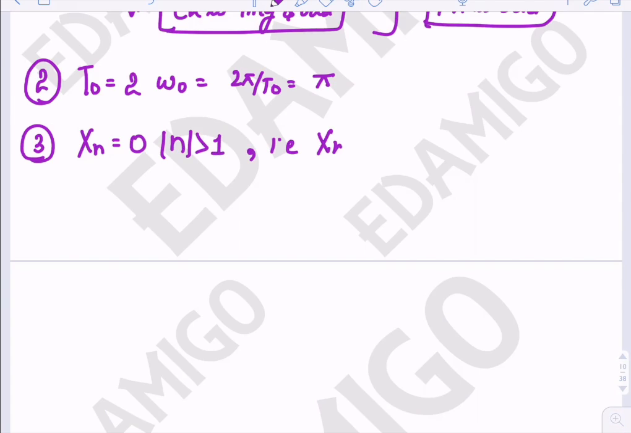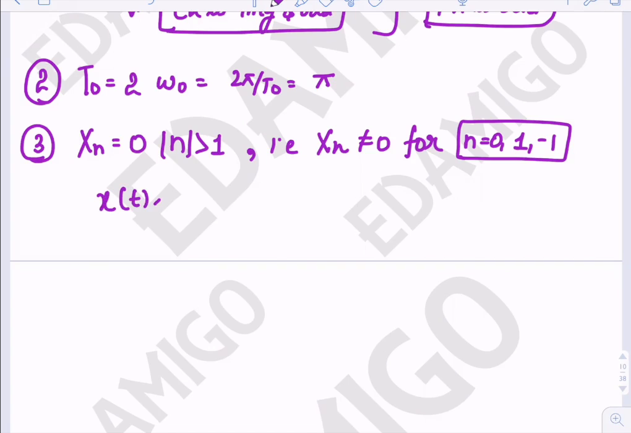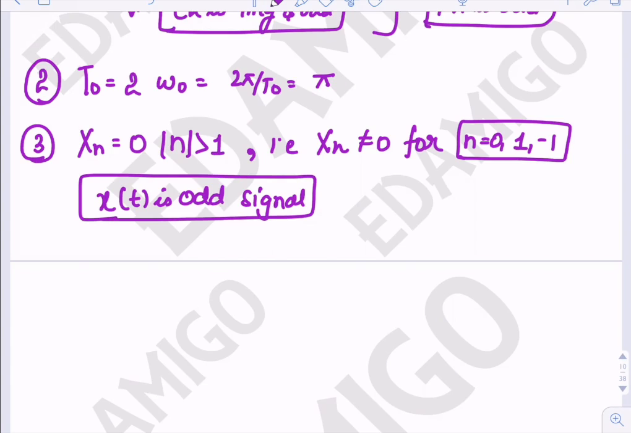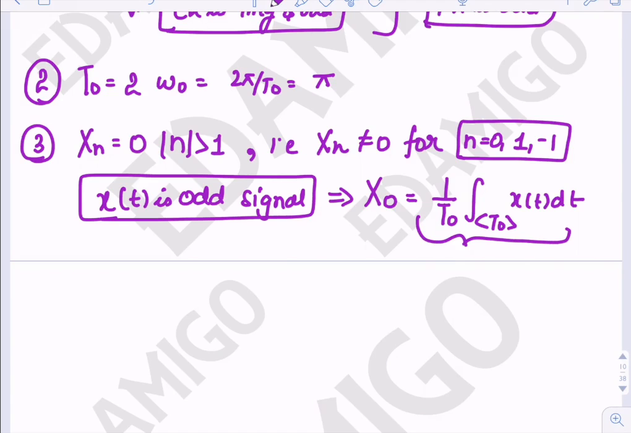That is, the exponential Fourier series coefficients are non-zero for n equal to 0, 1 and minus 1 only. Is it okay? Now a very important point is that we know xt is an odd signal, given to us in the first point in the question. Since xt is an odd signal, x0, that is the 0th exponential Fourier series coefficient, is 1 upon time period integration over time period xt dt. Okay, that is the average value of the signal over a period. Since xt is an odd signal, it will have a 0 dc value, so x0 will be equal to 0.